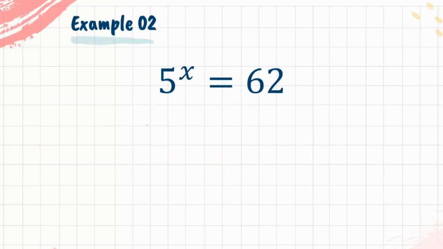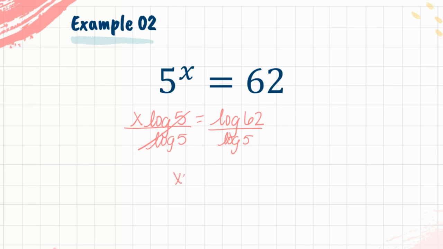Let's try another one. Here we're going to take the log of both sides. And I kind of like to combine two steps just to make it a little more efficient. So I'm going to just write that x in front. Now I'm going to divide both sides by log 5, because that's what cancels it away from the x. Now I'm going to punch into my calculator log 62 divided by log 5, and I'm going to get an answer of 2.5.